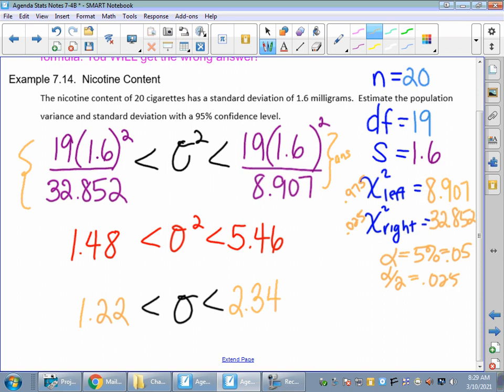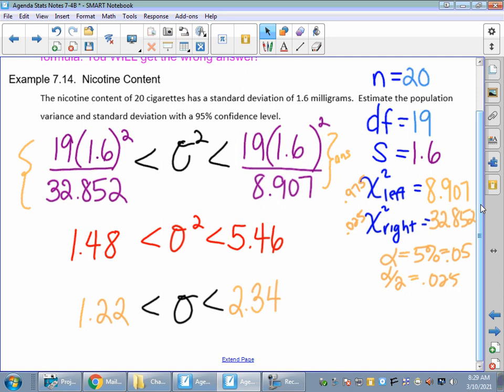So to me, variance is kind of the means to getting to the standard deviation. So I know that if the sample of 20 cigarettes had a sample standard deviation of 1.6 milligrams, that means that my population, all the cigarettes in the world, have a standard deviation. I can feel 95% confident it's between 1.22 milligrams and 2.34 milligrams. So it's going to be surrounding that 1.6 that we had as our starting point. Hopefully that makes sense to everybody.